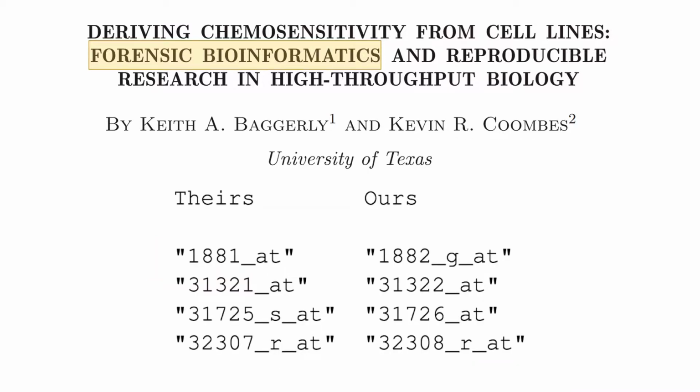And how does this happen? Well, one of the things that could happen is you could have an issue like this, which is called an off-by-one error. Basically, what Baggerly and Coombes did was they lined up gene signatures from their analysis and Potti's and found that the labels for those gene signatures didn't exactly match, right? We have on one side 1881 and the other side 1882, right?